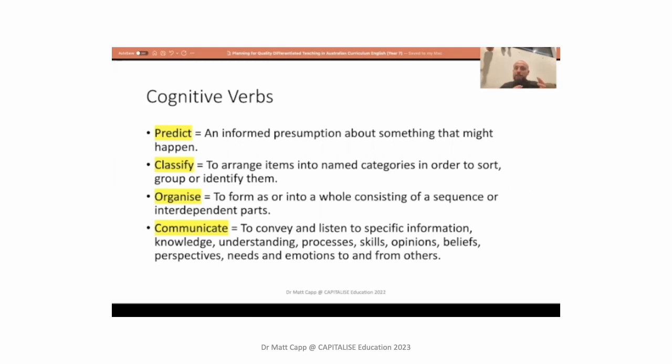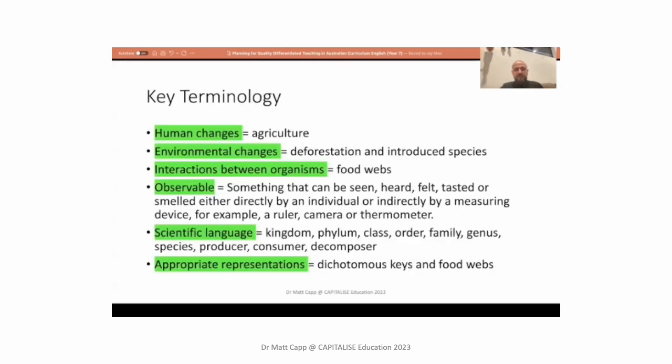I've identified the four cognitive verbs: predict, classify, organize, and communicate. And I've actually gone to the glossaries and defined those, because if we don't understand what they mean, we could actually be looking for different things from our students or teaching different skills that actually aren't explicitly required in that achievement standard. We then define the key terminology.